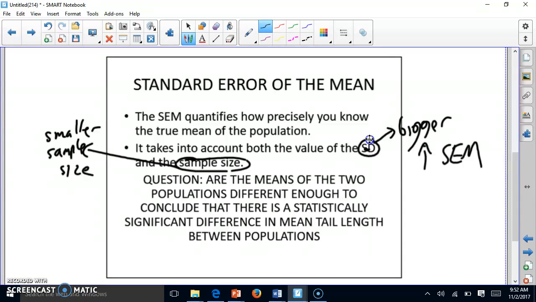So to have a small standard error of the mean, you want a small standard deviation and a large sample size. Calculating the standard error of the mean allows us to answer the question: are the means of two populations or two sets of data different enough to conclude that the differences between them are statistically significant? And we're going to take a look at this calculation in two populations of monkeys, where we measure their tail length.